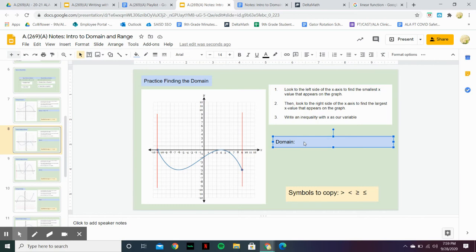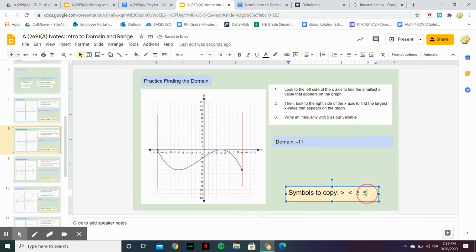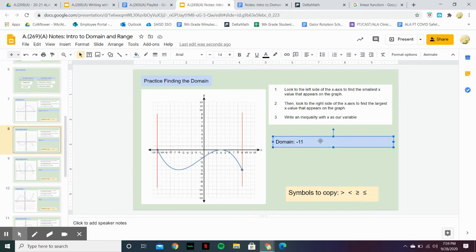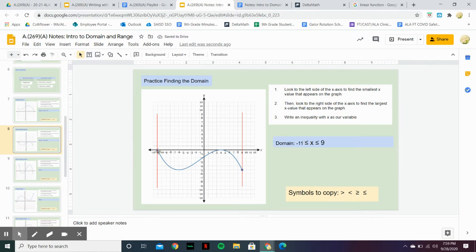So here we can say that our domain is going to start at negative 11, and since negative 11 has a closed circle on it, we know that it could be equal to negative 11. So we're saying that negative 11 is less than or equal to x, which is less than or equal to 9. So our variable x can be any value in between negative 11 and 9. And it could be equal to negative 11. It could also be equal to 9 because we have closed circles on those values.